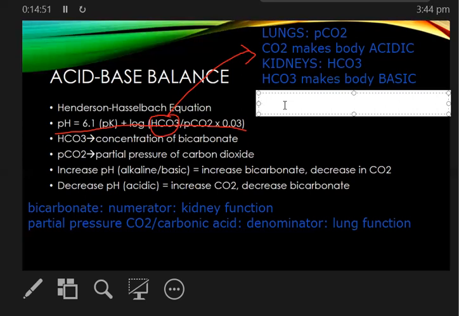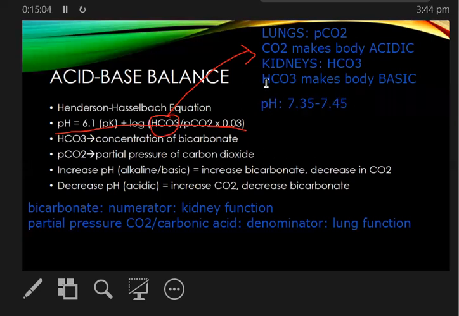Specifically, what balance are we trying to say here? Balance in your pH. So what is the normal pH of the body? 7.35 to 7.45. So when we talk about acid-base balance, this involves the mechanisms utilized by the body in order to maintain the pH at 7.35 to 7.45, which is the normal pH.